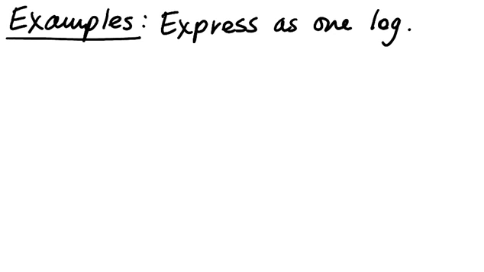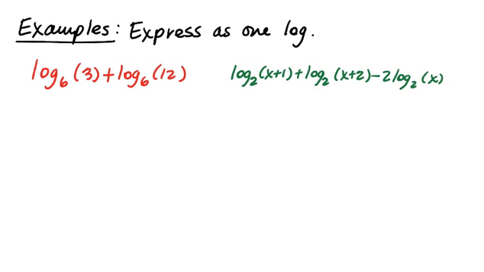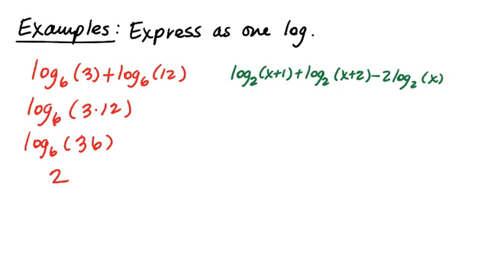The next type of thing they can ask you to do is express something as a single log. So let's get a couple of examples. All right, there we go. So the first thing on the first one, I've got a sum of 2 logs, so I can put those into 1 and multiply the arguments. Well, I know what 3 times 12 is. That's 36. And a lot of times you could just be done here. But, wait a second, I know what exponent I put on 6 to get 36. That's 2.